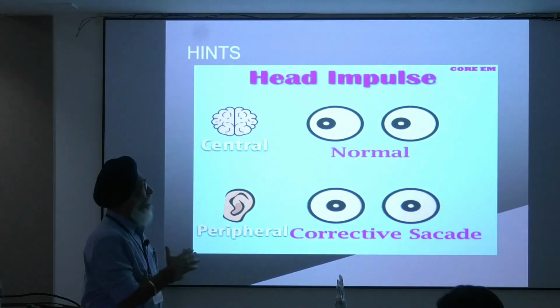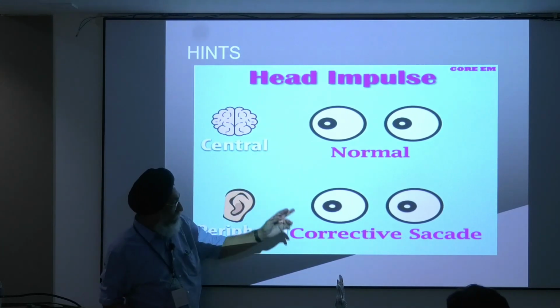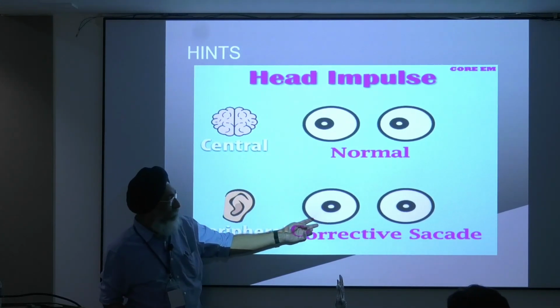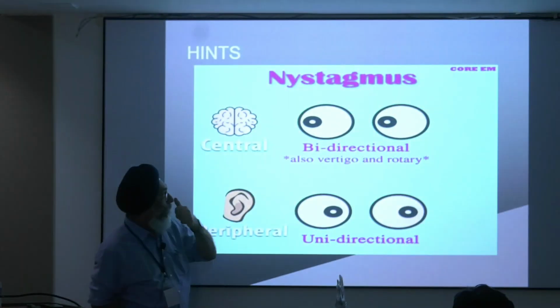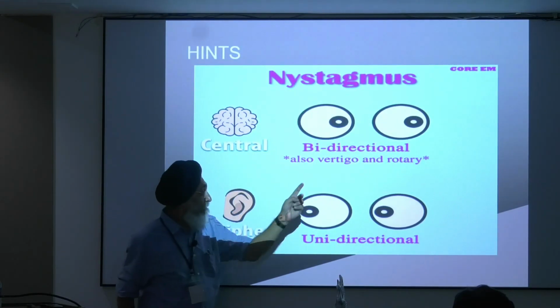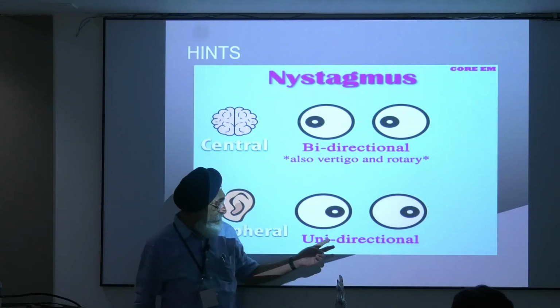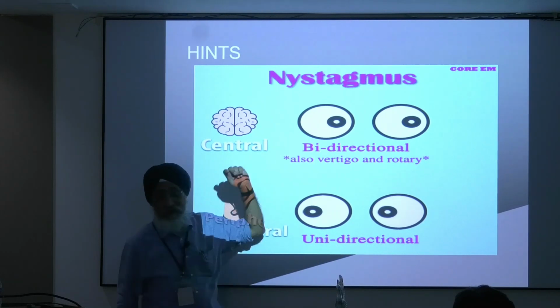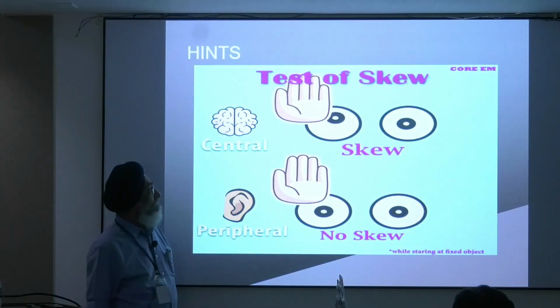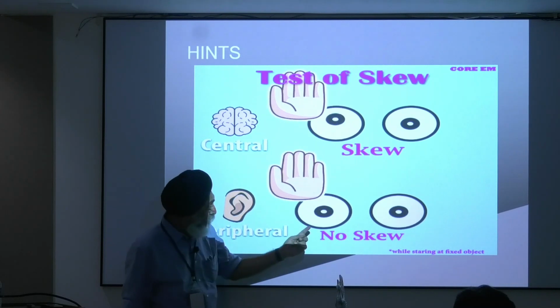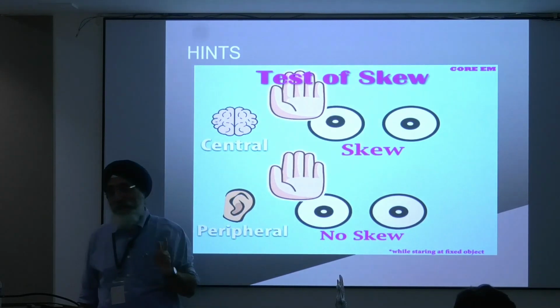This is normal. This is corrective saccades of head impulse. This is bidirectional. This is unidirectional. This is peripheral. This is central. And this is the skew deviation. No skew deviation, peripheral. And you add the hearing part to it, that becomes HINTS plus. So this is how we basically, next slide.